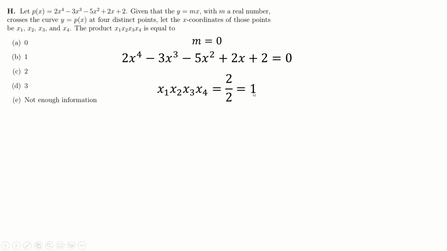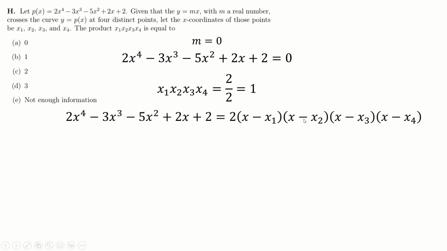Now, by the way, if you haven't done roots of polynomial things, you can just think about the factorization of this, which would necessarily be 2 into x minus x1 into x minus x2, and so on. And then, of course, when you multiply all of the constants out and times by 2, you must get 2, which means all the constants must multiply to make 1. That's kind of where this whole thing comes from.